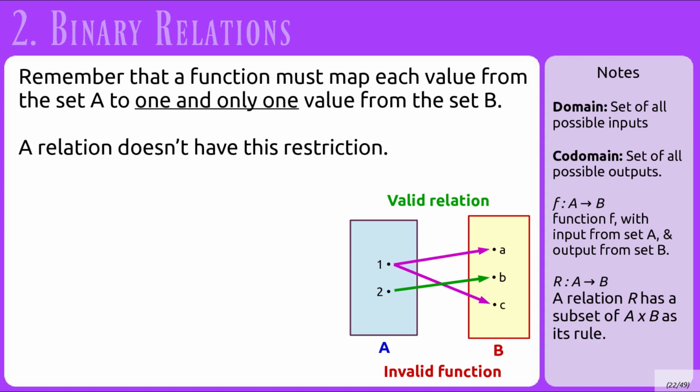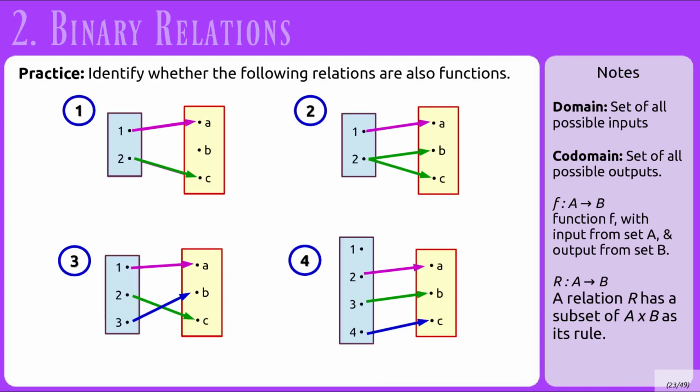With this diagram below, it's a valid relation, but it is not a valid function because 1 points to both A and C. The element from the domain 1 is not pointing to one and only one element in the codomain. So knowing that a function associates one input from the domain with one and only one output in the codomain, identify whether the following relations diagrammed here are also functions.